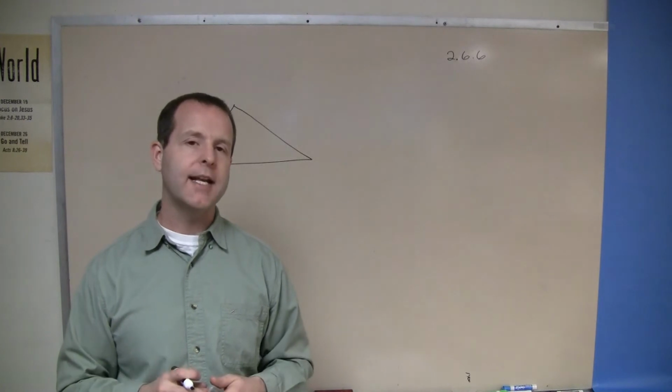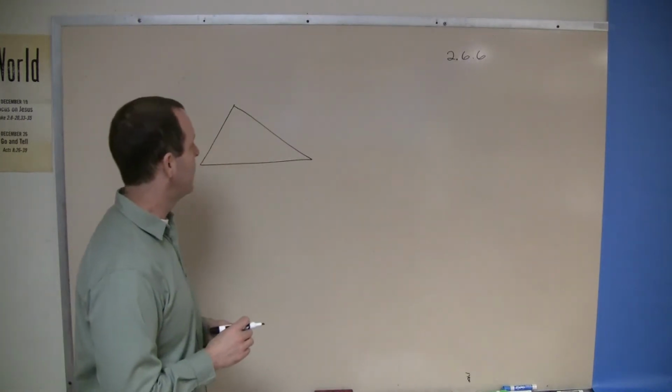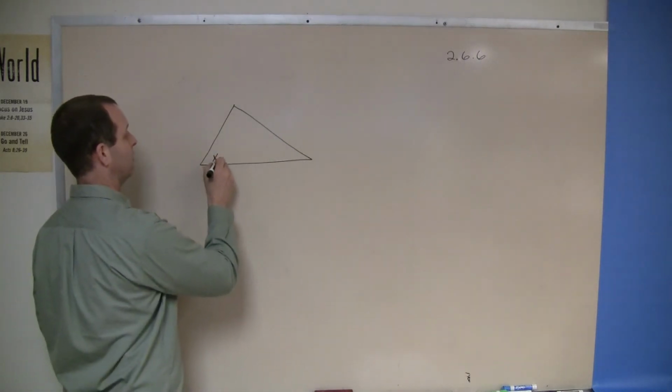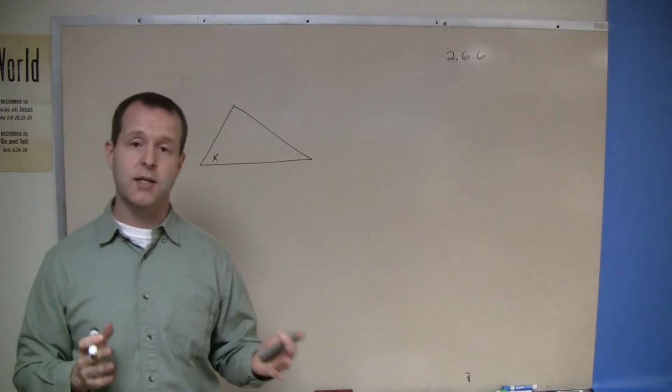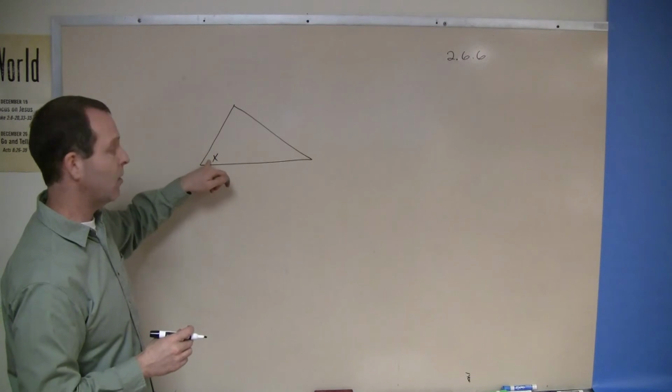Well, the first thing I need to do is, what is it that I know nothing about whatsoever? And what I know nothing about is I don't know anything about the measure of the second angle. Everything else was described in terms of that second angle. So the second angle is just x.